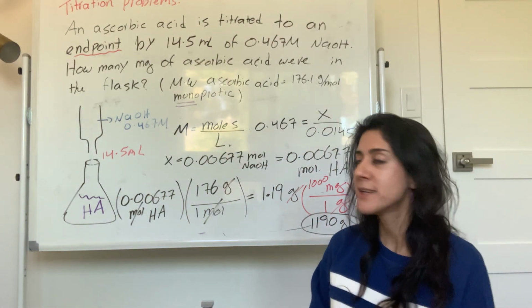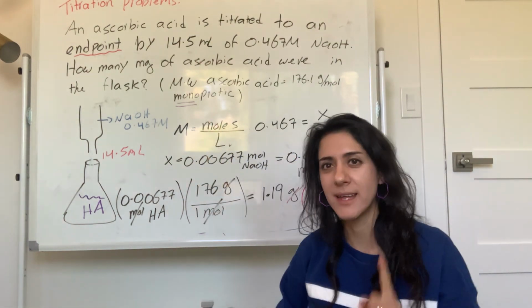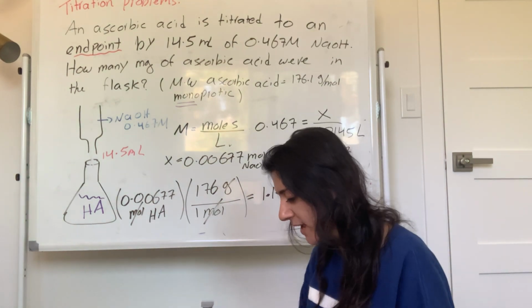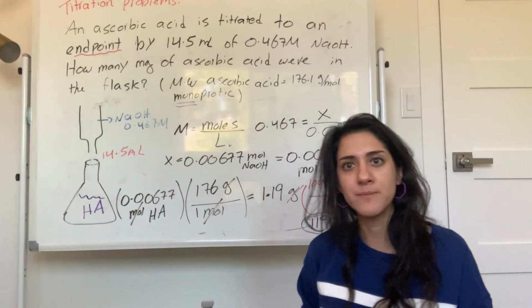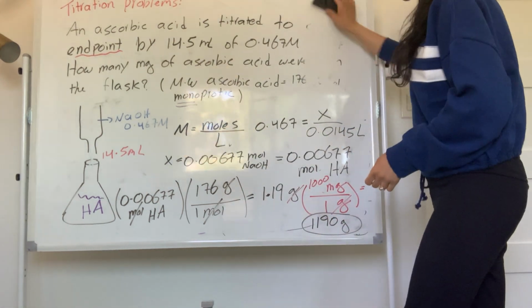Sounds good? Okay, so just remember, ascorbic acid is a monoprotic acid. It has 1 hydrogen. So if you don't know the formula, it's fine. You can just put HA and then do the problem. Okay, are you ready for the next one? Let's do the next one.